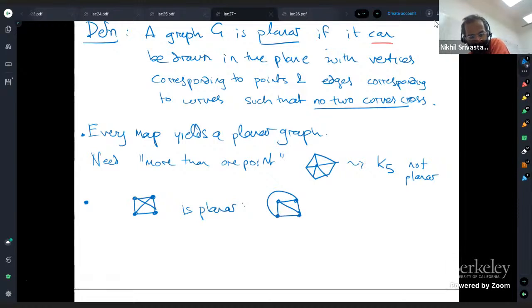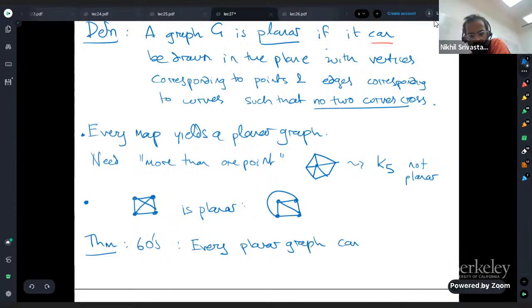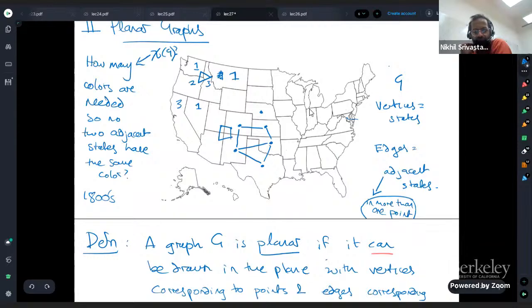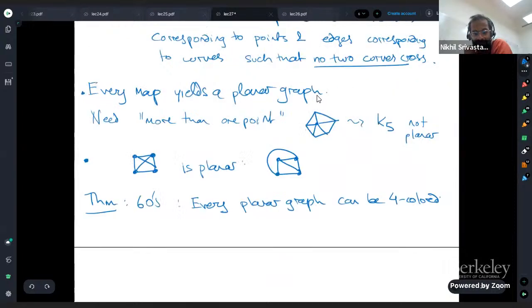Okay, so there's this amazing theorem, which was proven in the 1960s, which says that every planar graph can be four-colored. Okay, so this property that you only need four colors for this is not specific to this graph. Every planar graph can be four colored. Doesn't matter what the degrees are, etc. So this is four. It's much smaller than maximum degree plus one.